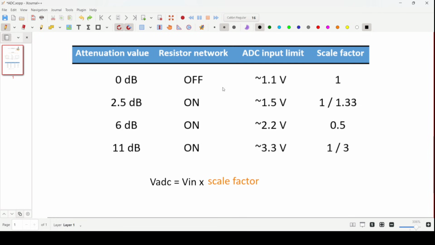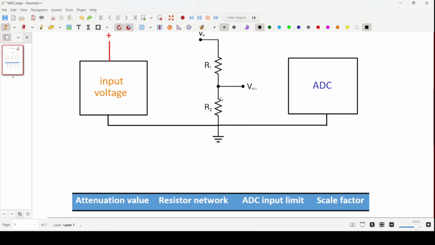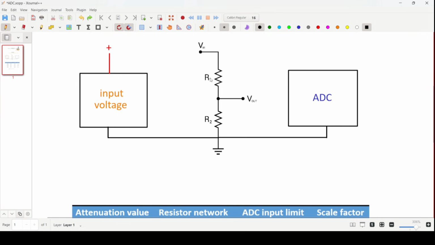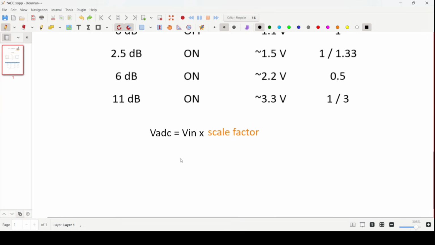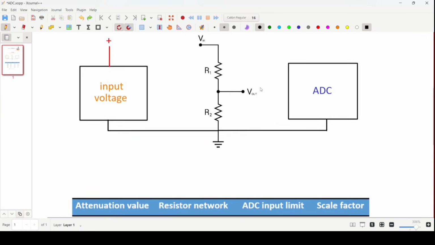It means it becomes on, and the corresponding ADC input limits are given here, and also the scale factors. So for the attenuation value of 6 decibel, the ADC input limit is 2.2 volt and the scale factor is 0.5. Okay, so VADC is calculated using this formula. VADC is equal to Vin multiplied by the scale factor. The scale factor comes from this voltage divider formula: scale factor is equal to R2 divided by R1 plus R2. And this VADC is nothing but this Vout here.